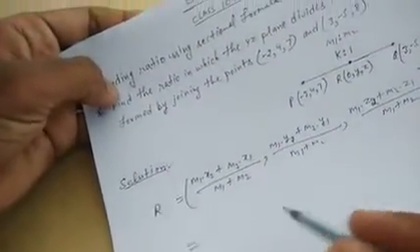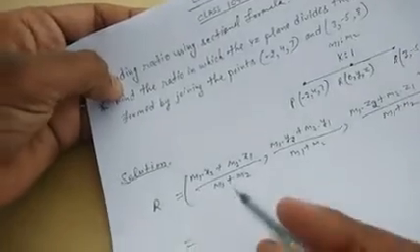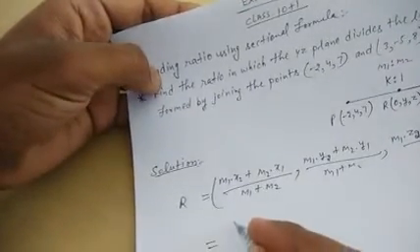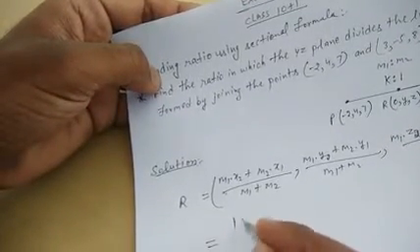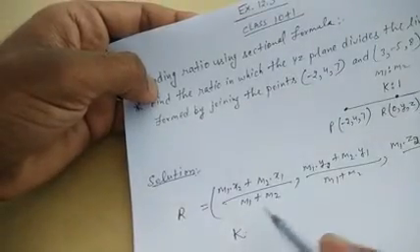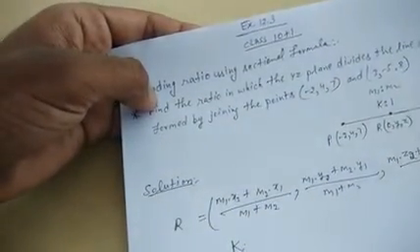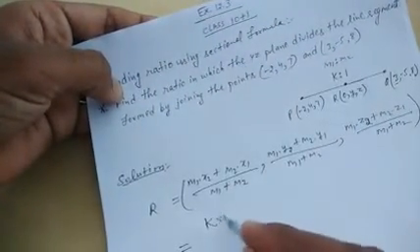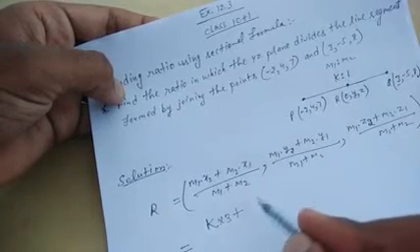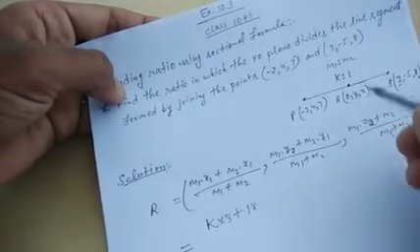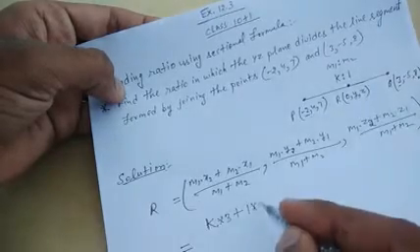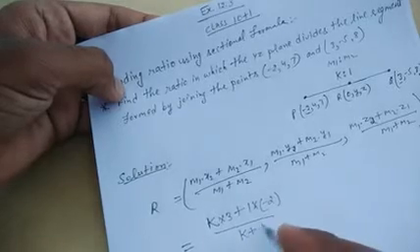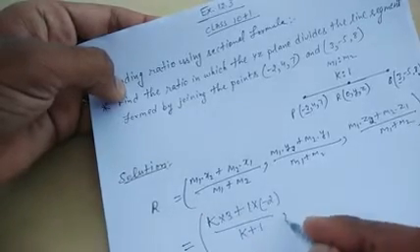Let's now put the values from this diagram. Here m1 is our value k, multiplied by x2. Here x2 is 3, so k into 3, plus m2. Here m2 is 1, multiplied by x1, and the value of x1 is minus 2, upon k plus 1. It is the x coordinate.